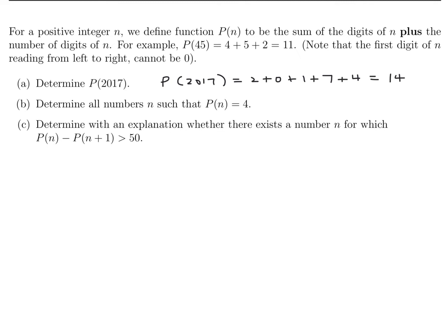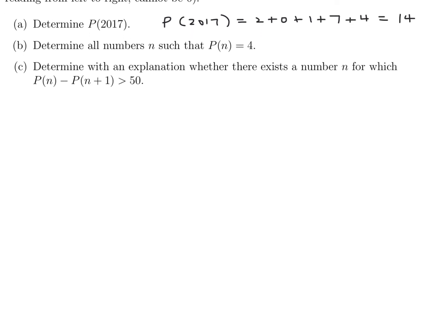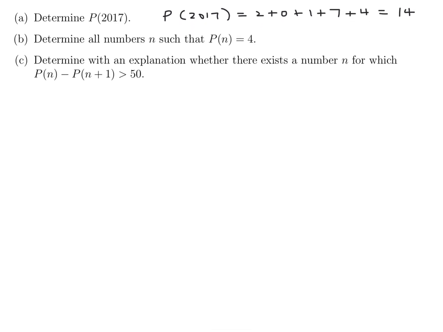Part B, determine all numbers n such that p at n is 4. All right, so we got to play around with this a little bit. So p at n, they want to be 4. Okay, so I think what we have to do is look at this from the perspective of how many digits does it have.